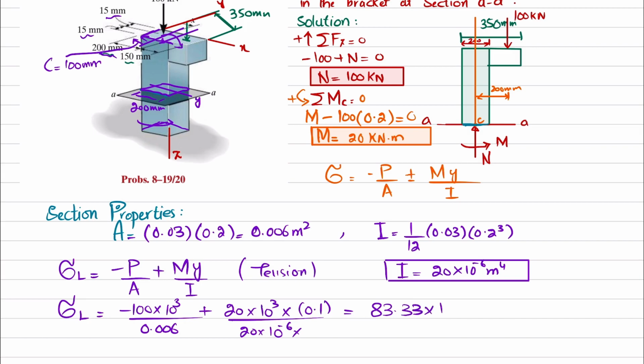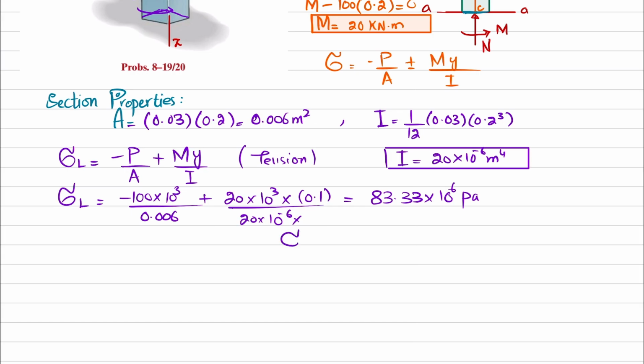So when you solve this, you will get 83.33 into 10 raised to power 6 Pascal, or you can say sigma L, the stress at the left side, will be equal to 83.33 megapascal. Since this value is positive, it means that the left side is in tension.